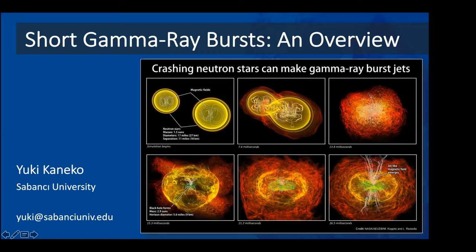And then when the jets are formed, if we are in the right orientation, if we see inside of the jet, then that's what we see as a gamma ray burst. That's what we think. Okay. So I'd like to connect the observational point of view to this neutron star merger.